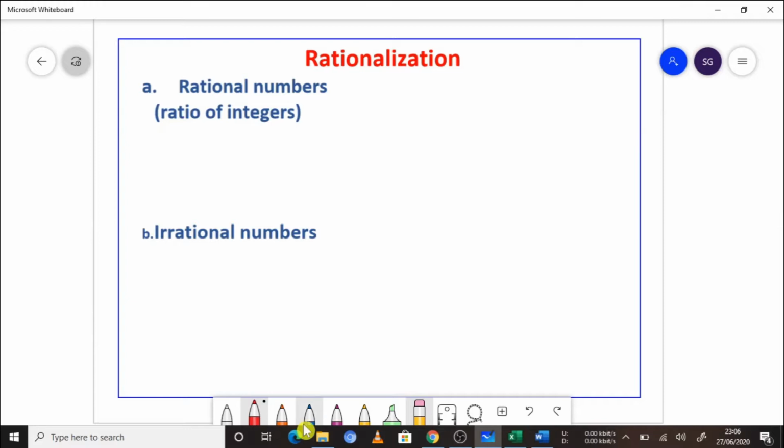Ratio of integers means that you can write, let's say, 4 over 3. We are taking the ratio of the two numbers. Similarly, 5 over negative 6, 10 over 3, and 5. 5 is also a rational number because if no other number is dividing, then clearly 1 is dividing that. So 5 is also considered a rational number.